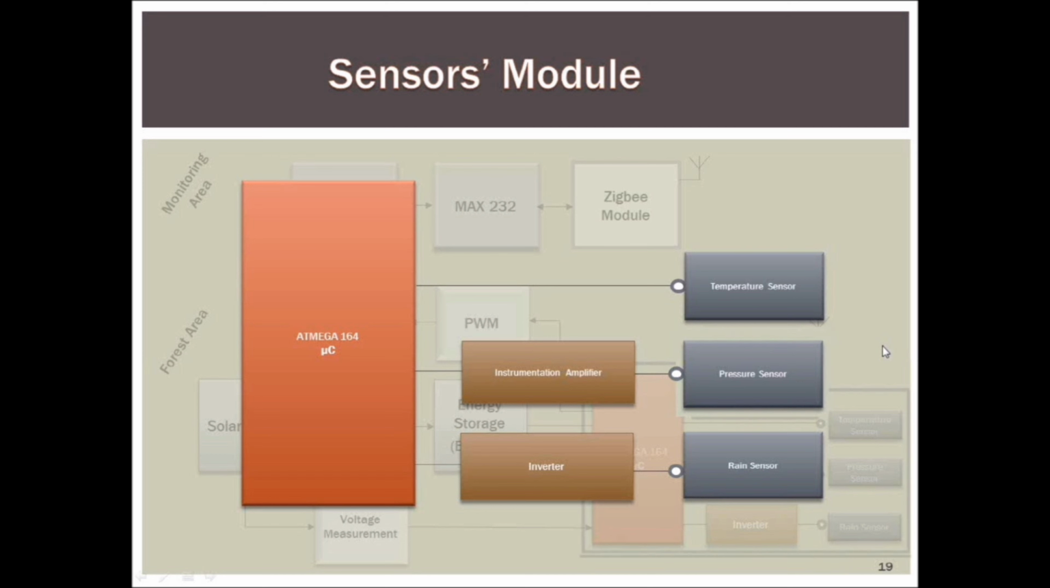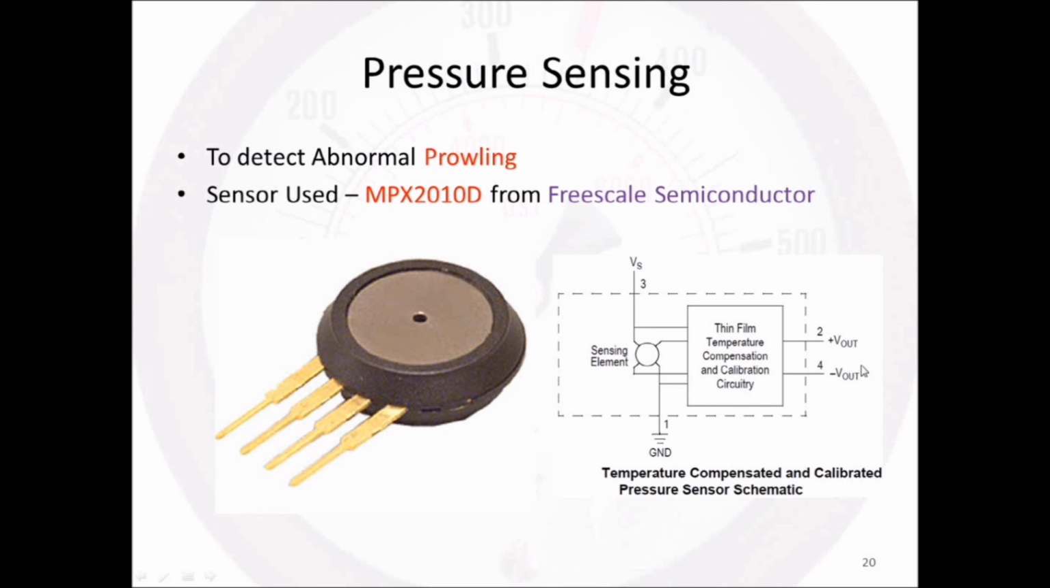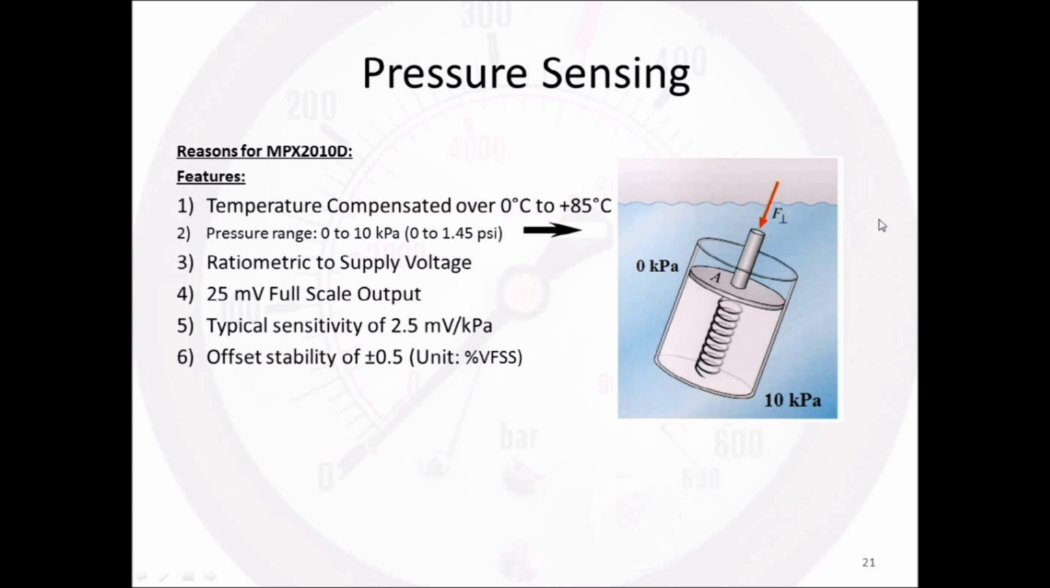Next we will see about the pressure sensor. The pressure sensor is used for the detection of abnormal fouling. We use MPX2010D from Freescale Semiconductor for detecting the pressure. Due to these features, we chose this particular pressure sensor, and it is suitable enough to do our abnormal fouling detection.